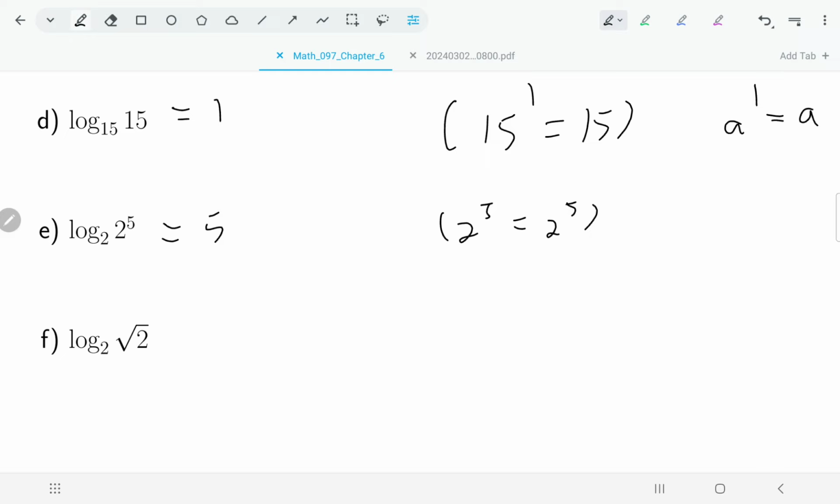Sometimes we'll also be able to evaluate a log if we're just thinking a little bit carefully about what we know about exponents. This last one, we've got log base 2 of square root of 2, but if we remember that square root is really a power, if we remember that root of 2 is really 2 to the half, then we've got actually an easier question. 2 to what power gives us 2 to the half? And the answer is 1/2.